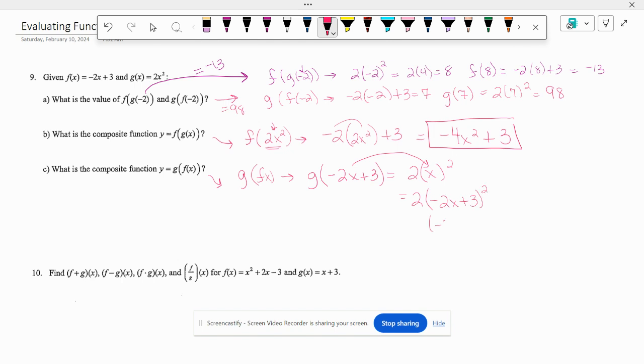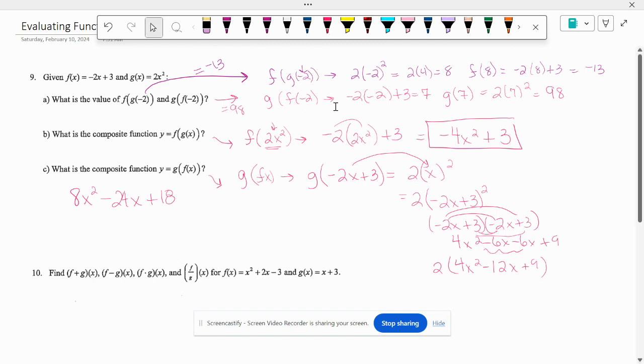Well, that means I need to take -2x plus 3 times -2x plus 3. This gives me 4x squared minus 6x minus 6x plus 9. So I have 4x squared minus 12x, I can combine these, plus 9. And don't forget, you have to multiply that 2 on the outside. So this actually ends up being 8x squared minus 24x plus 18.